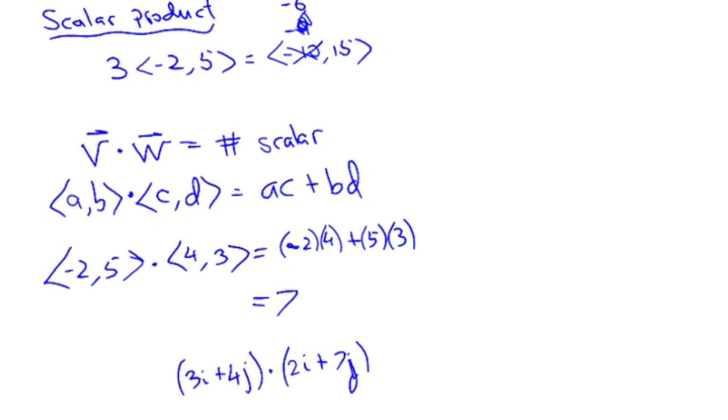So what about the I's? You ignore them completely. It becomes 3 times 2 plus 4 times 7. And then you just add them all at the end? Yeah. And it has nothing to do with the I's and the J's. Oh, okay.